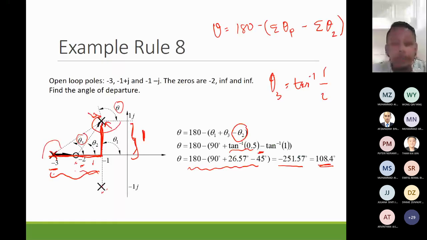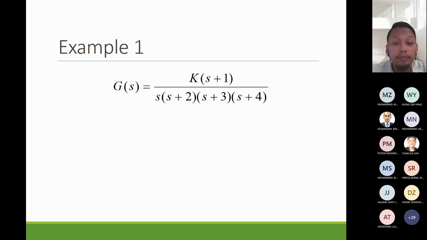Okay, so now let's take a look at example number one, before we finish the class. So let's look at example number one. Example number one is the same as the previous example, but we will see this in more detail: how to determine the angle of departure, if there is any angle of departure, how to determine the j omega axis crossing, breakaway points, asymptote, and then use the first four rules, branches, symmetry, and so on.